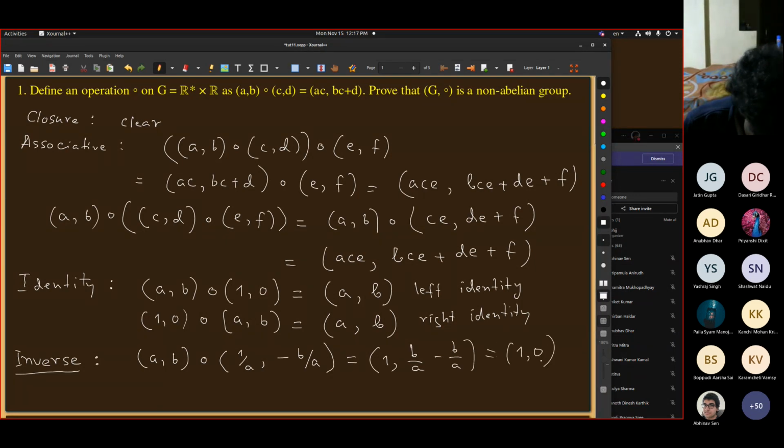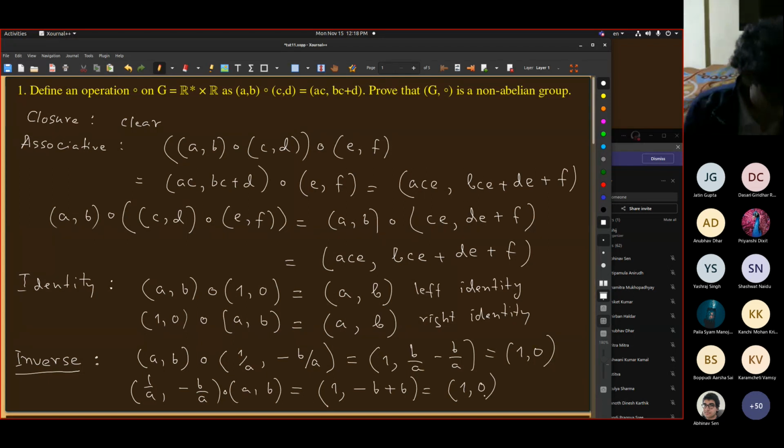So likewise you check, this is right inverse, left inverse you also check. Minus B by A. AB will be, anyway, this is 1. This will be minus B by A times A. So this is minus B plus B, that is 1, 0. So it satisfies all the desired axioms: closure, associativity, identity, and inverse. So this is a group.